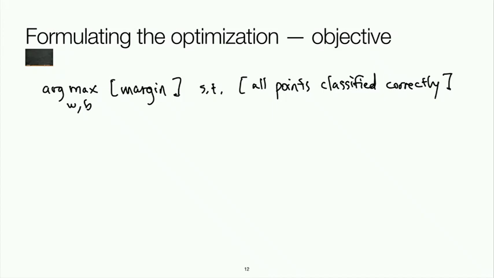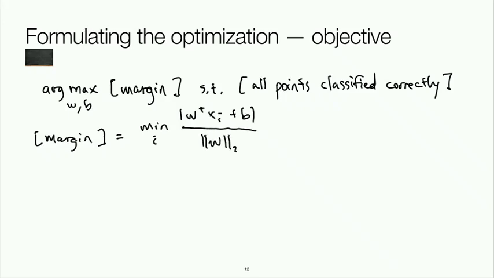So let's start trying to fill in some of these pieces. For example, what is the margin? Well, we already wrote it in one form on the last slide. It's this minimum over all my data points, absolute value of W transpose xi plus b divided by the norm of W. We just need to figure out how to write this in a better way, because an argmax of a min of something is just going to be way too difficult to deal with. That's not a fun optimization problem.